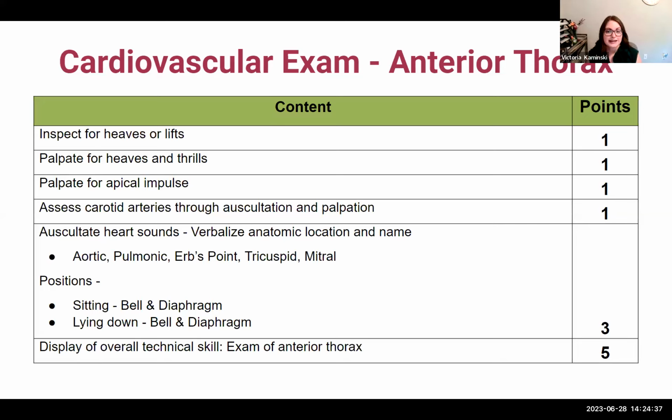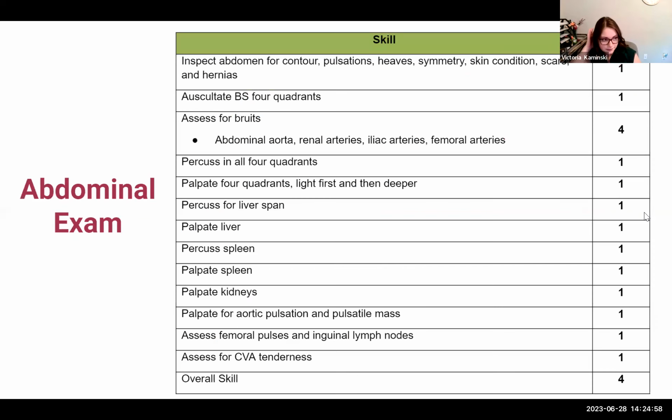That needs to be done in a sitting and a lying position. So remember, I said we want you to move your patient as little as you can. At this point, at the anterior thorax exam and cardiovascular, you can go ahead and have the patient transition from that sitting position to lying, as the next portion is going to be abdominal. You do get an additional 5 points for overall technical skill.